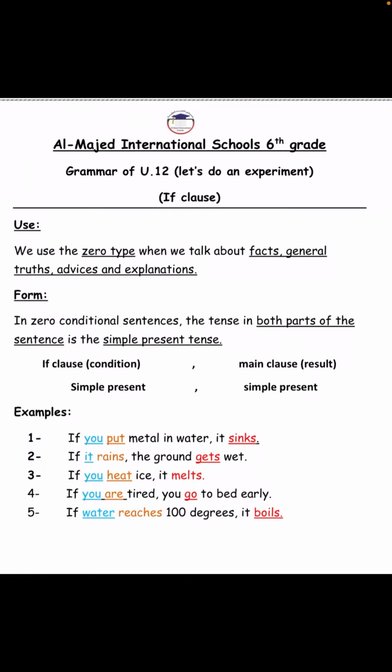Okay? 2. If it rains, the ground gets wet. Here we add s to the verb in both parts of the sentence because the subject is singular.